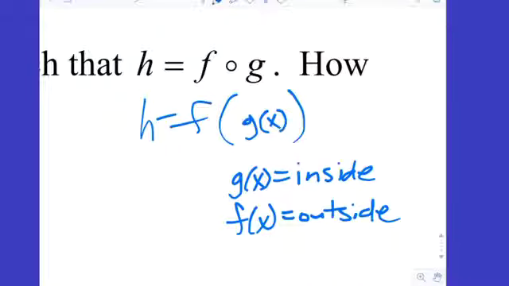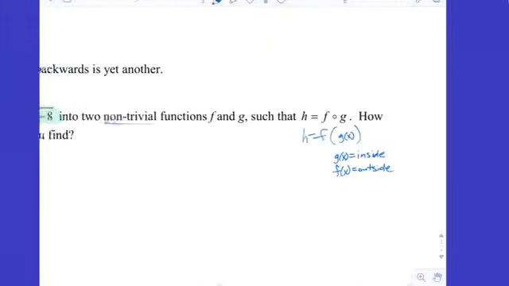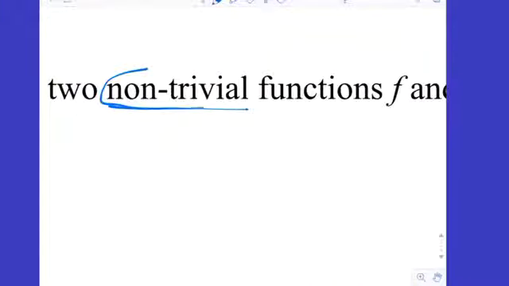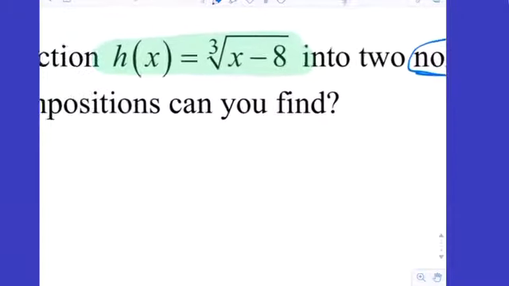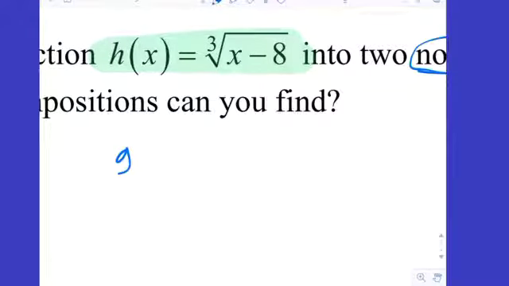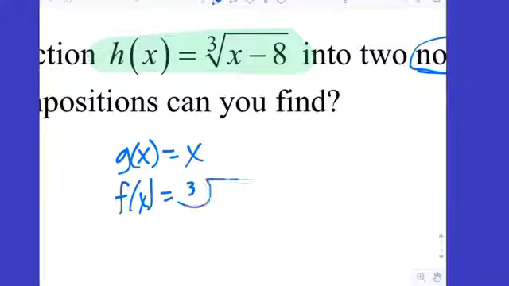g of x is the inside function, f is the outside function. Now, what the heck does non-trivial mean? I'll show you what trivial looks like. There are two trivial decompositions. The first one would be if you let g of x equal x and let f of x equal the cube root of x minus 8.